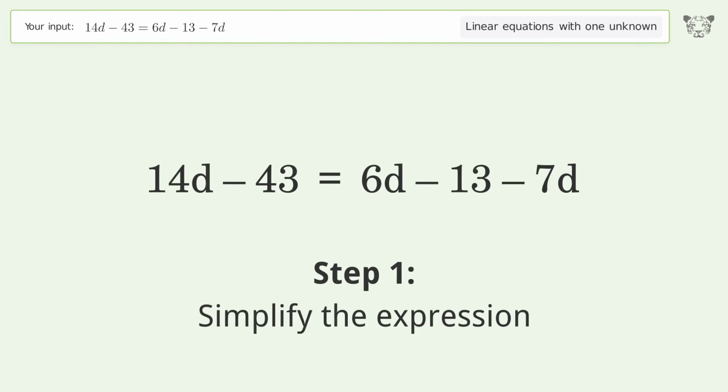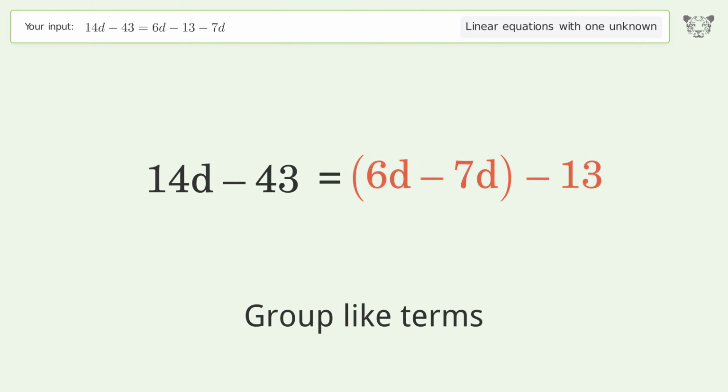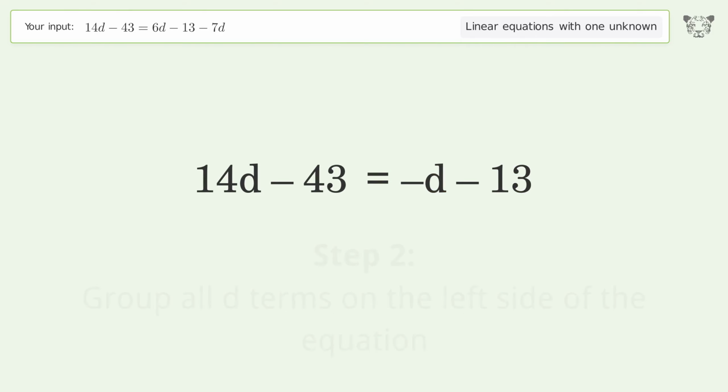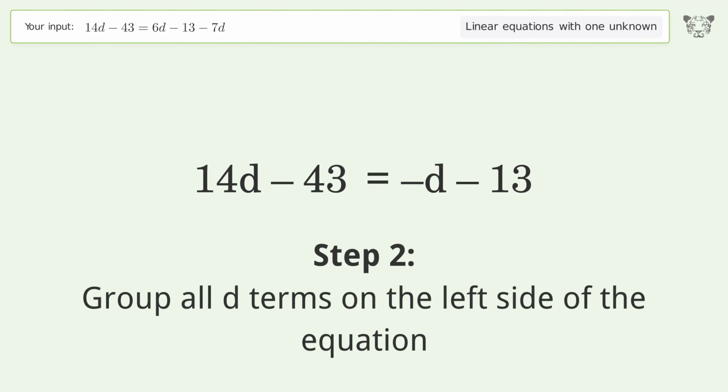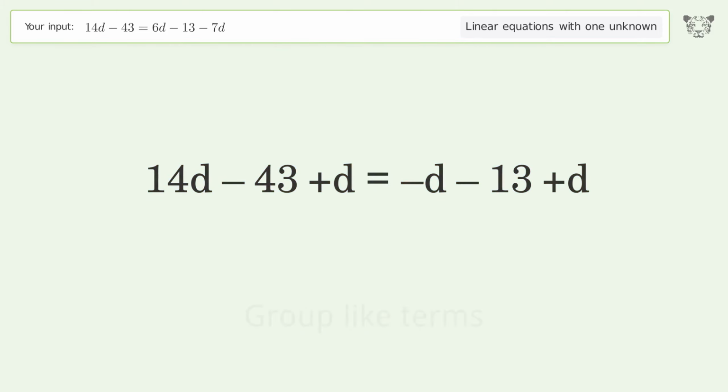Simplify the expression. Group like terms. Combine like terms. Group all d terms on the left side of the equation. Add d to both sides. Group like terms.